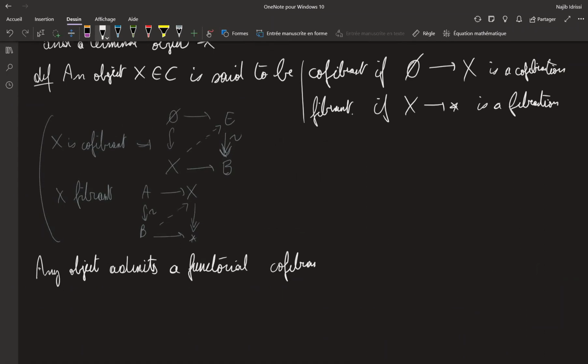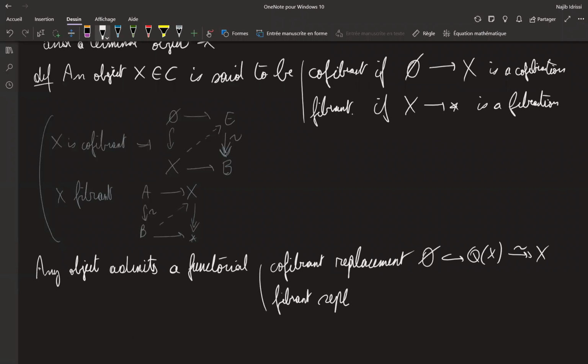cofibrant replacement and a fibrant replacement.